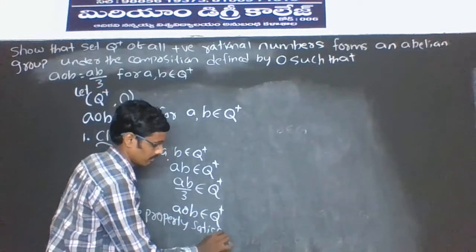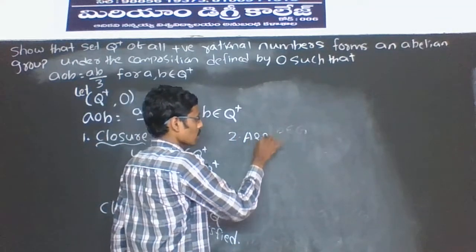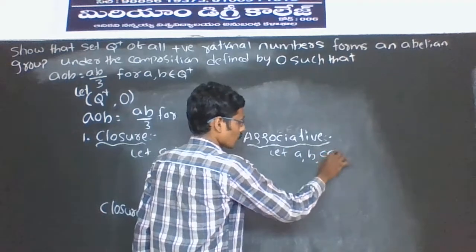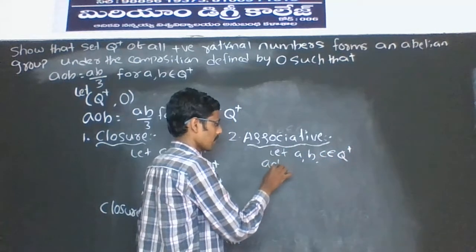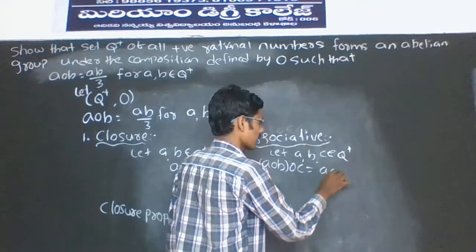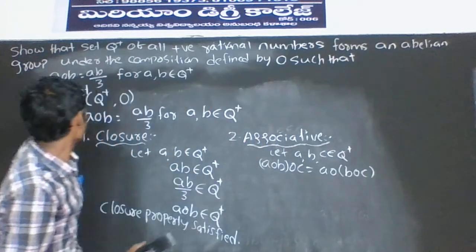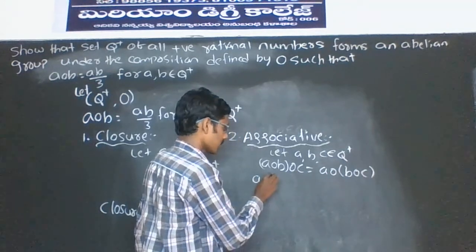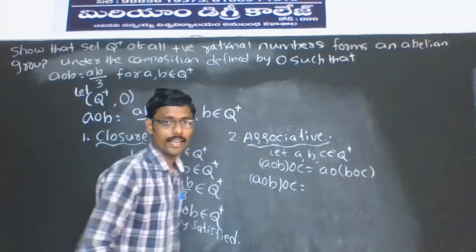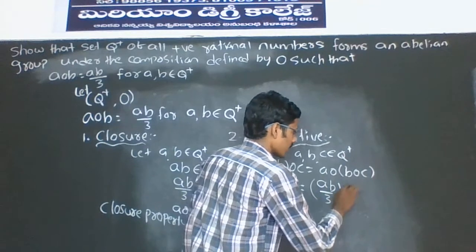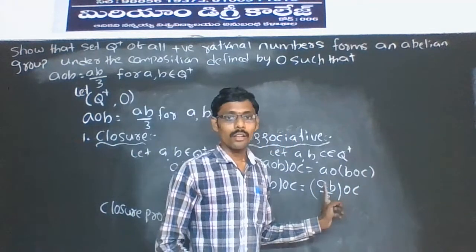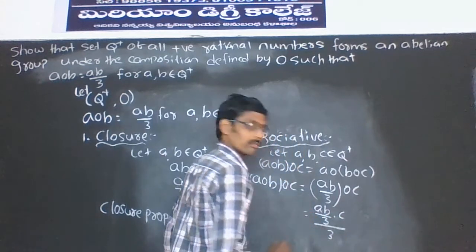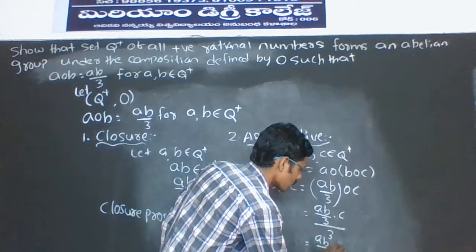Next, second one, associative. Let A, B, C belong to Q plus. To show (A circle B) circle C is equal to A circle (B circle C). Take (A circle B) circle C. A circle B is defined as AB by 3, then circle C. So AB by 3 circle C is denoted by AB by 3 into C by 3.